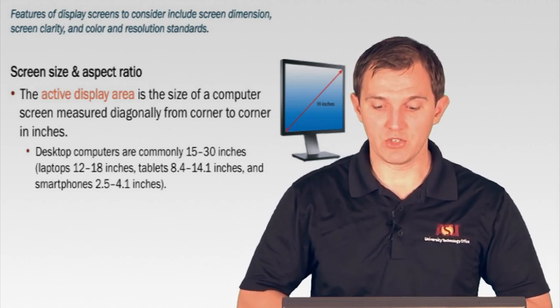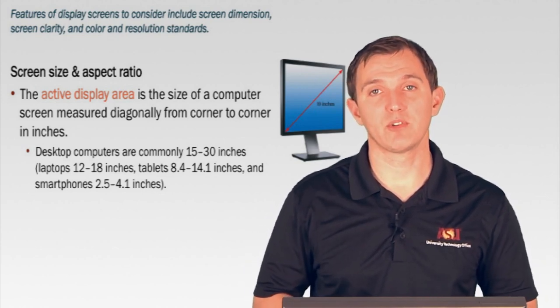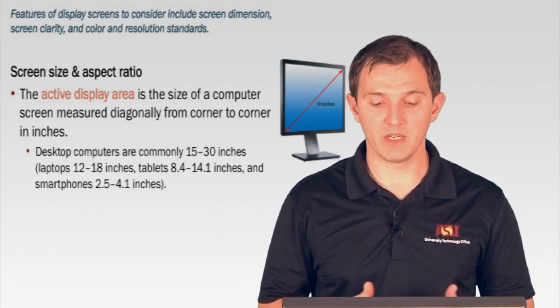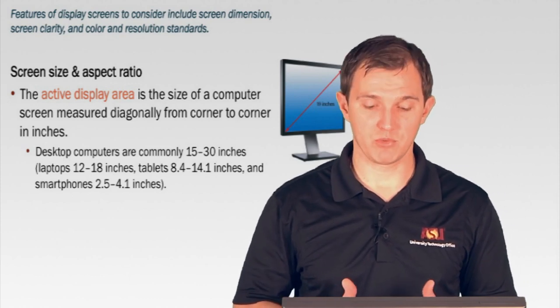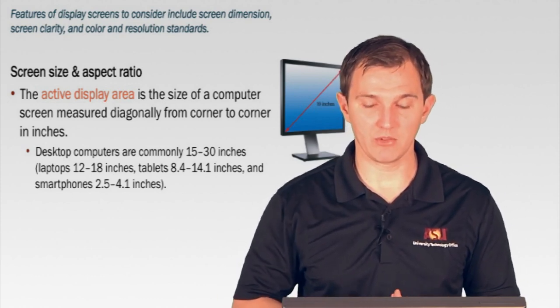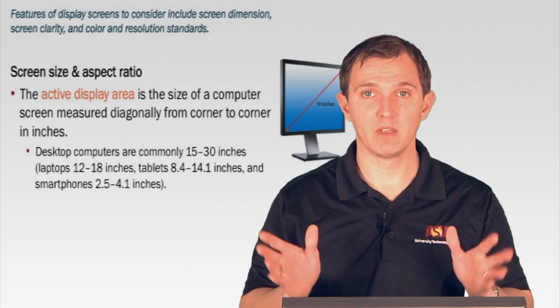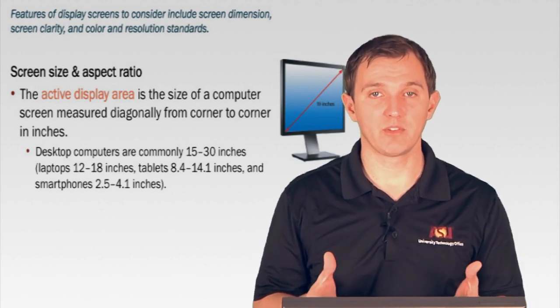Now, the aspect ratio has to do with how many pixels are on the screen. So the old format, the old standard, is 4x3, which would be 600 by 800 pixels, I suppose, or 800 by 600, as I said, was the original size.